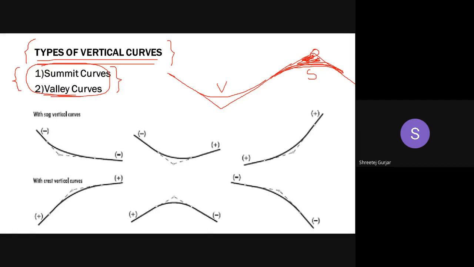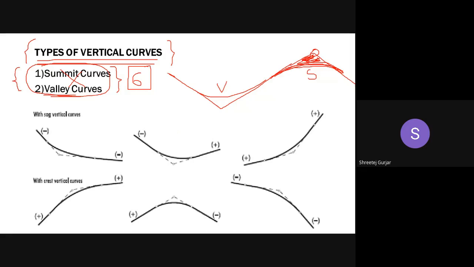We have many types under these. You have 6 types of vertical curves, which I have drawn over here. You can see 6 diagrams on your screen. Let me explain each of these diagrams one by one.